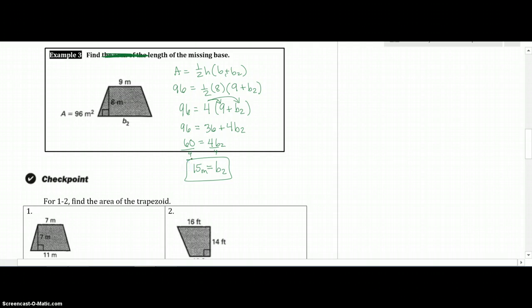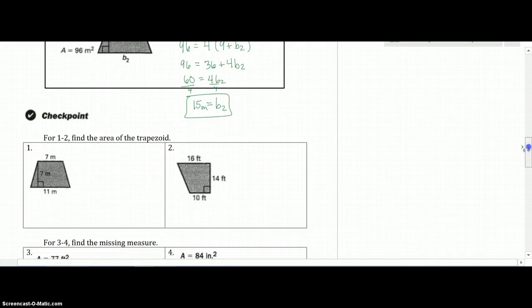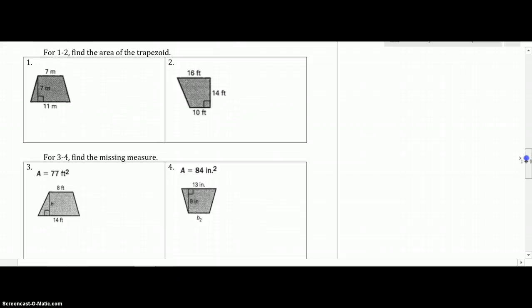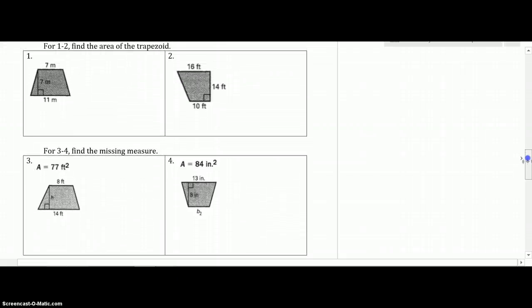And again, that is just a length, so it's just meters, it is not meters squared. We are not finding an area here. Okay. You are now responsible for checkpoints 1 through 4.